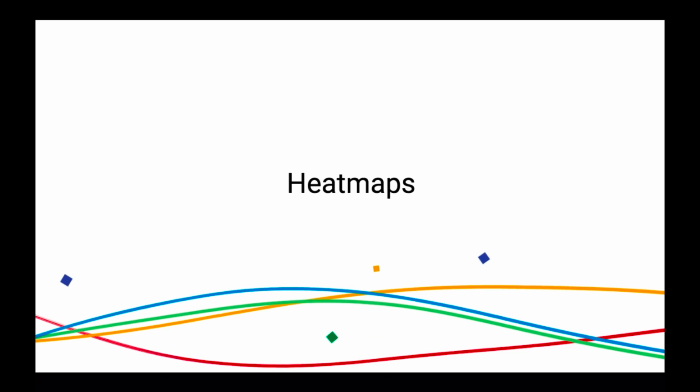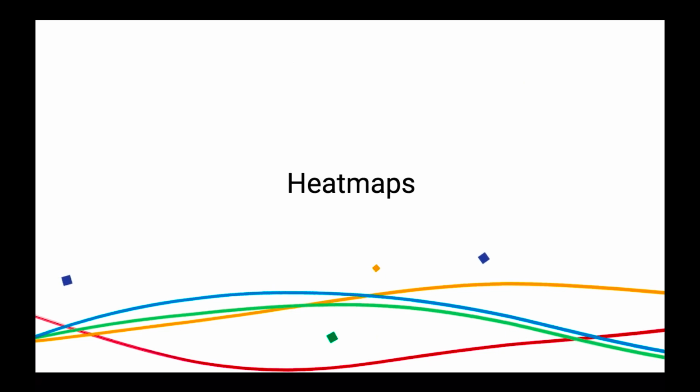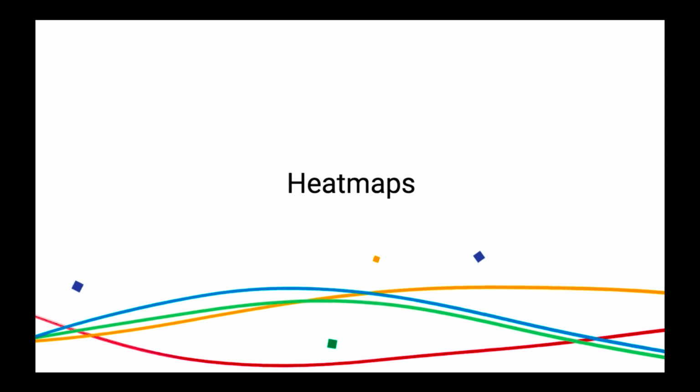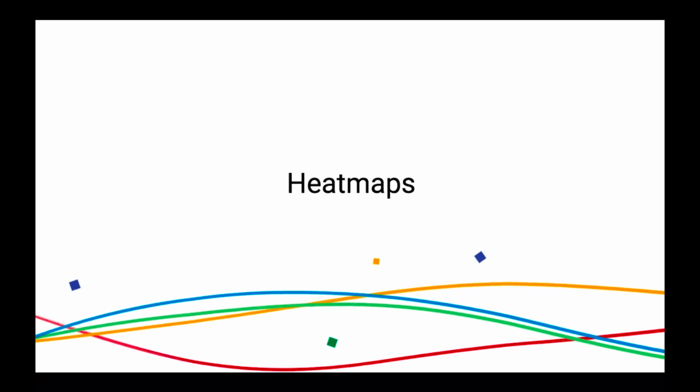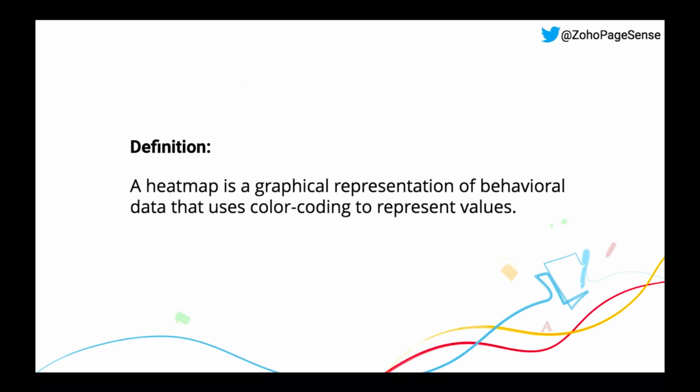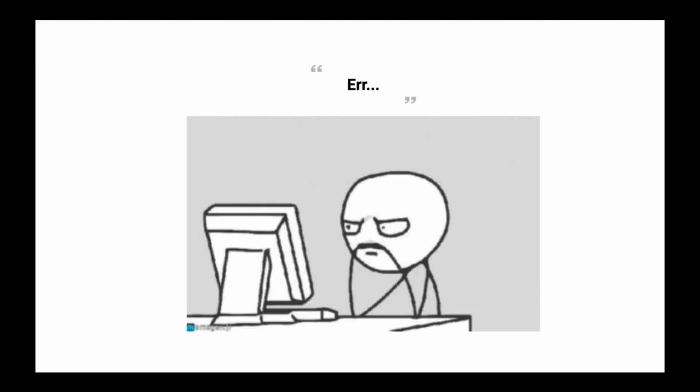So now let's delve into the hero of our webinar, heat maps. What is a heat map? If you'd want to go by the textbook definition, a heat map is a graphical representation of behavioral data that uses color coding to represent values. But what really is a heat map?